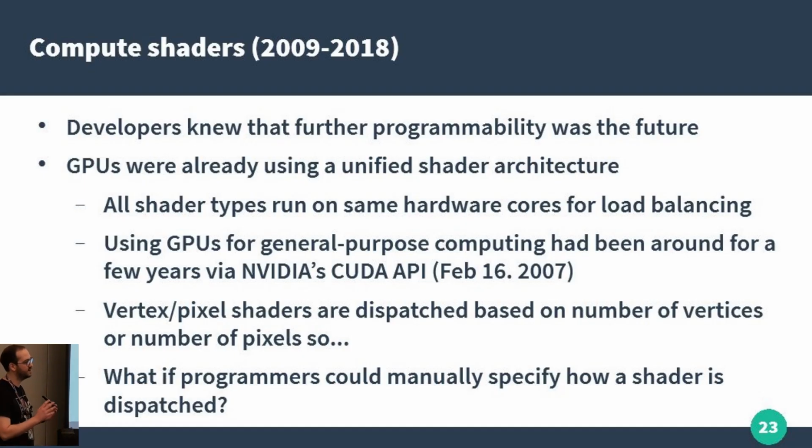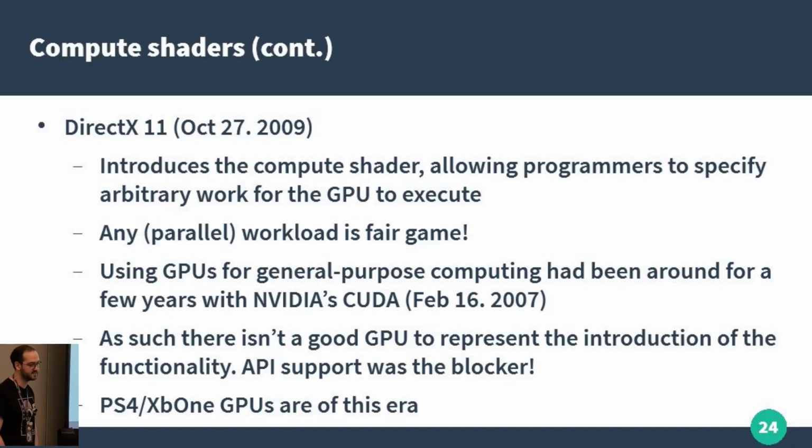Vertex and pixel shaders are dispatched, which is to say the number of invocations of a vertex and pixel shader depends on the number of vertices and the number of pixels. But programmers were like, well, what if I could just say I wanted 64 copies of this shader? What if I could just say I want a 128 by 128 block of shaders executing? And that's what compute shaders enabled. So in 2009, DirectX 11 comes out and introduces something called the compute shader, which allows programmers to specify arbitrary work for the GPU to execute.